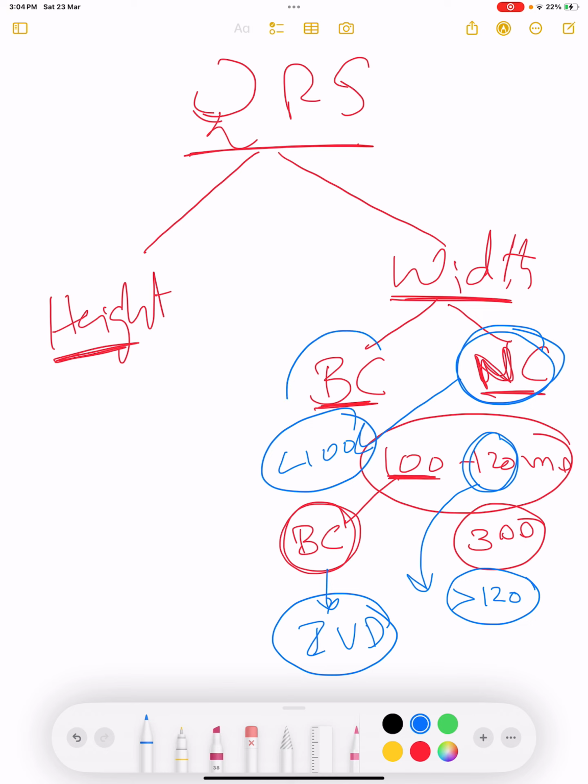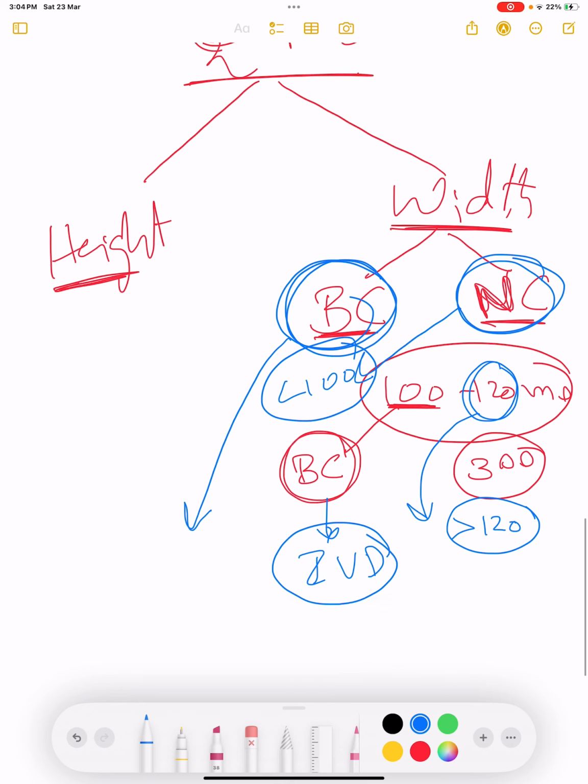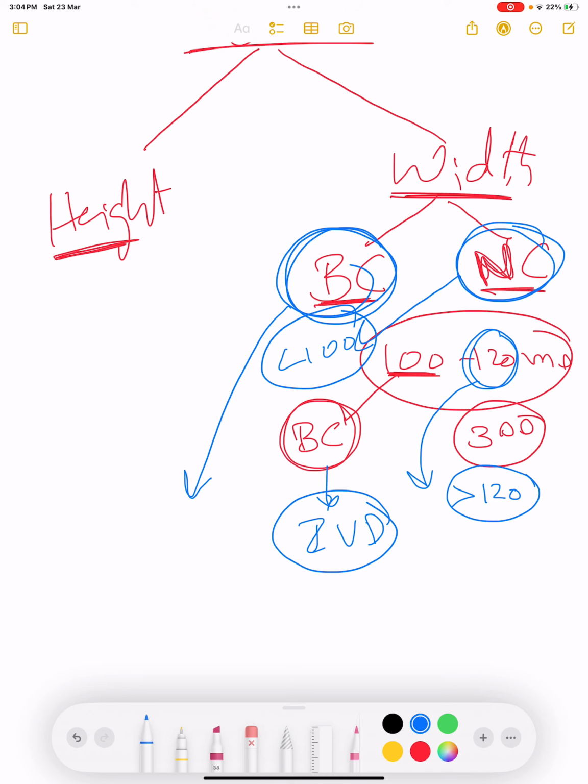But in case of broad complex, the rhythm will be abnormal, showing abnormal ventricular activity or some sort of delay in ventricular conduction. Okay, so this was the width of our QRS complex.